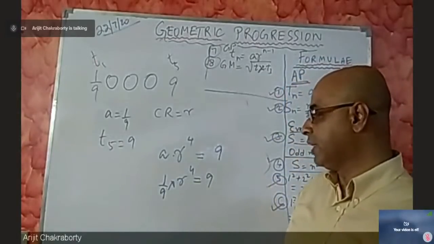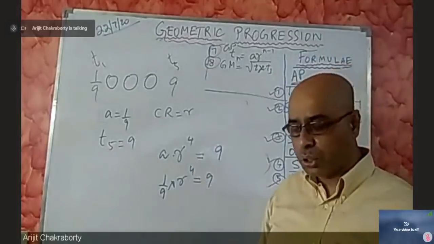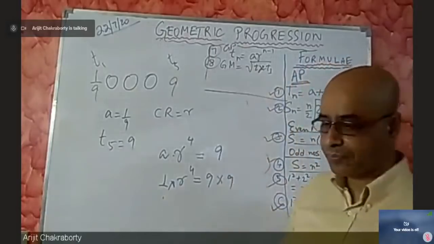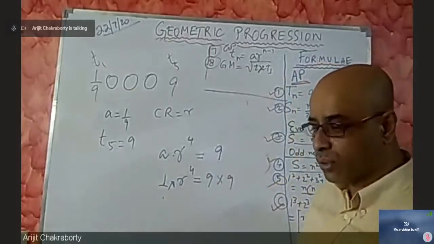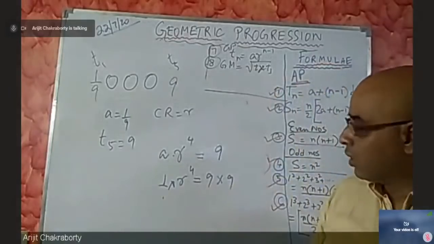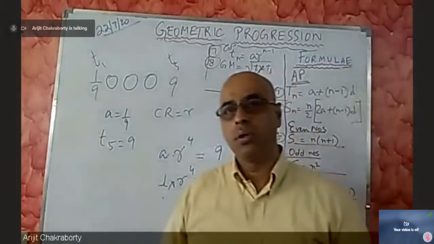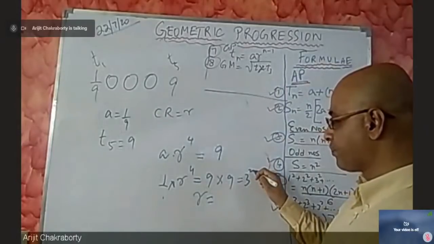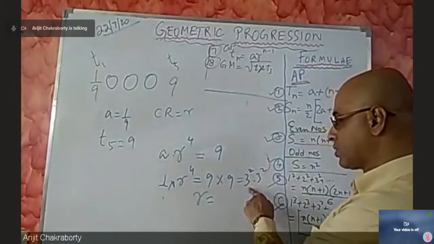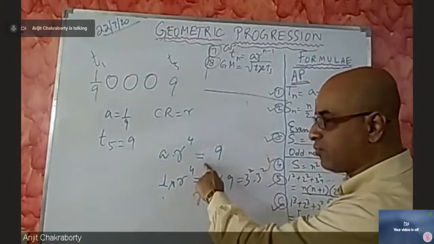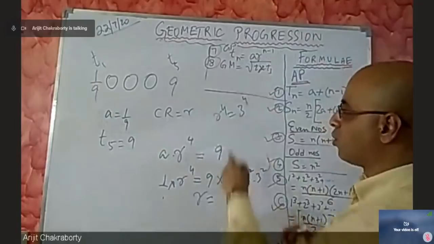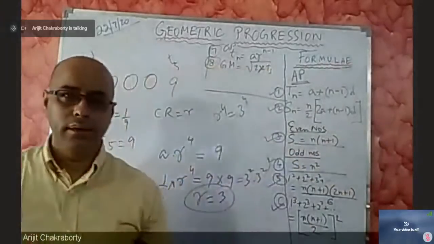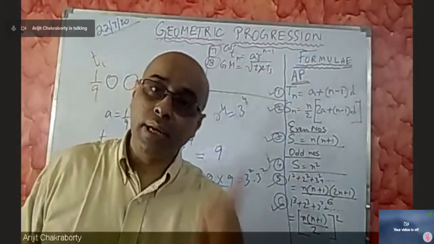So R to the power 4 comes to 81, 9 into 9. 9 into 9 is 3 square into 3 square, so it is 3 to the power 4. R to the power 4 equal to 3 to the power 4. So R is equal to 3. So the common ratio in this example is 3.